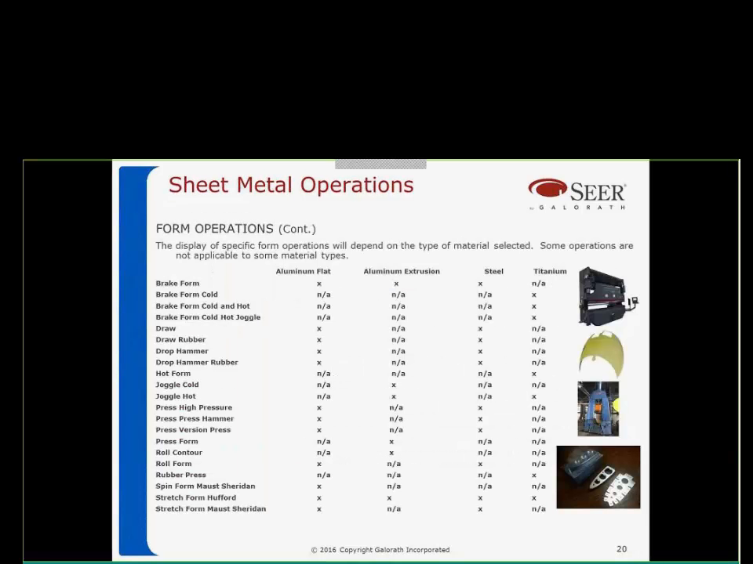As far as the forming operations are concerned, we cover typically all the traditional aerospace type forming operations, from brake form, drop hammer, hydroform, hot and cold Jocko, all kinds of presses, rolling, spin forming, stretch forming, all of the kinds of things that you typically do in the sheet metal arena for sheet metal parts.